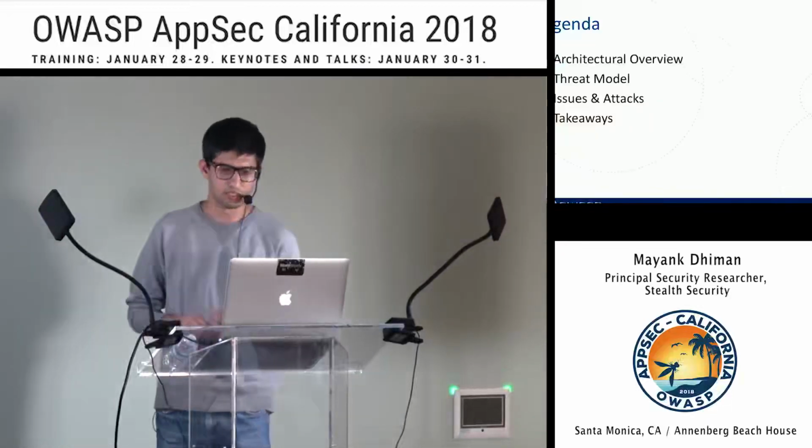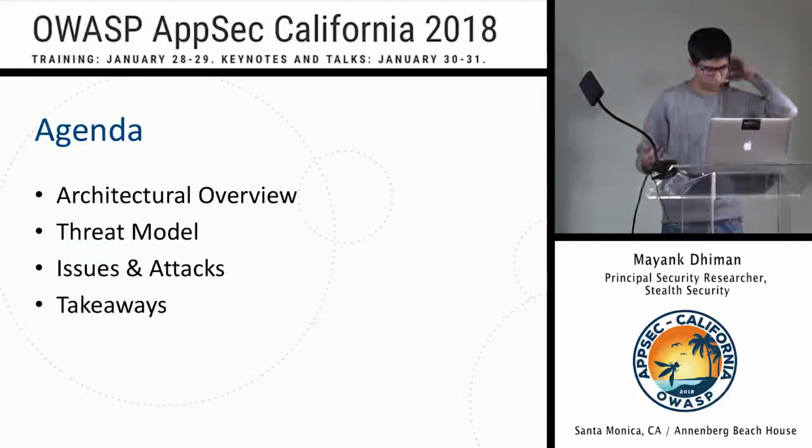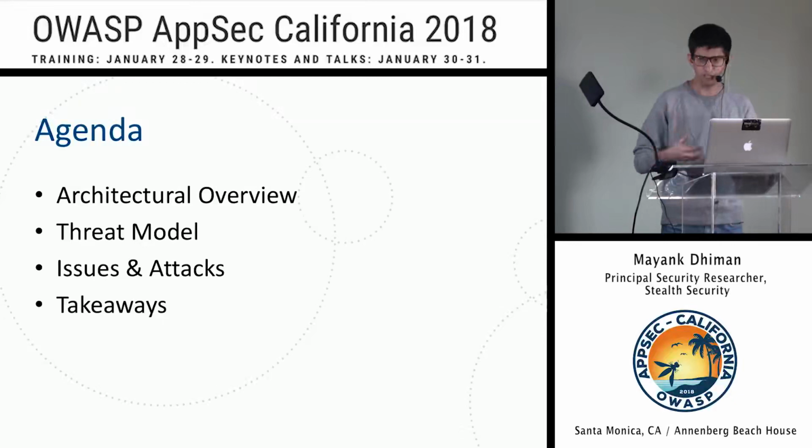So let's go over the agenda for this talk. First of all, I'll go over some of the architectural overviews of many of these solutions. One thing to mention is that these solutions are not only vendors. There are actually in-house fraud and bot detection solutions, like giant banking websites. They have built their own solutions as well. So first I'll go over some of the common architectures which I see deployed in the real world. Then I will go over the threat model.